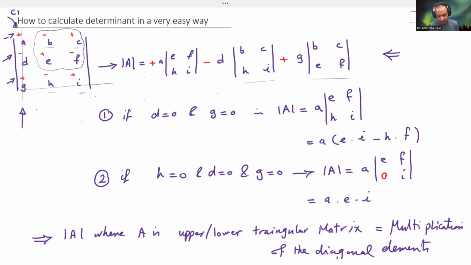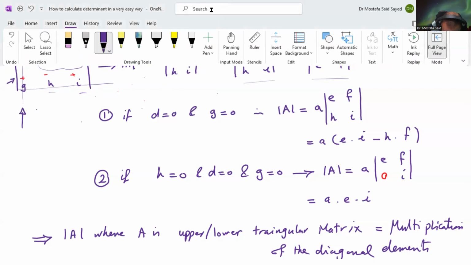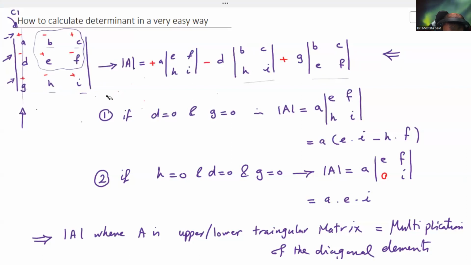Then, of course, you're going to find the determinant of E, F, H, I, and so on for the rest. It's easy. You're going to find the formula in the book, and I'm also going to highlight it here in the second minute. Okay? So let's clean up the mess before we go forward.